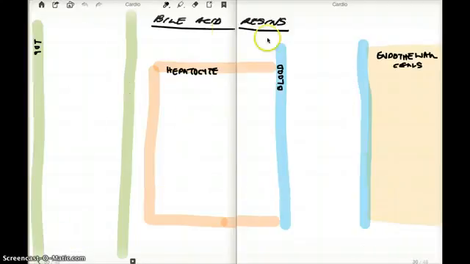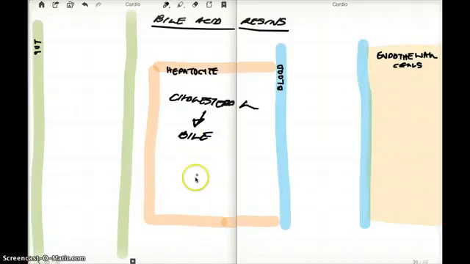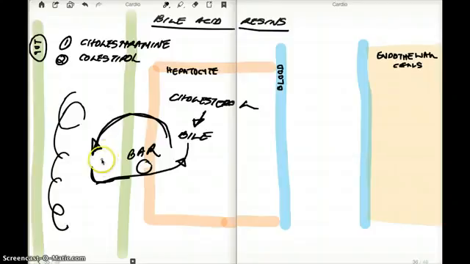So now let's talk about bile acid resins. Okay, so again we're going to start with the hepatocyte. In the hepatocyte we have cholesterol, which is going to make bile. Now, bile is made in the liver, stored in the gallbladder. Now this bile is going to be secreted onto the GI tract. Remember, this was the gut. It's going to be secreted onto the GI tract when we're eating food, right?